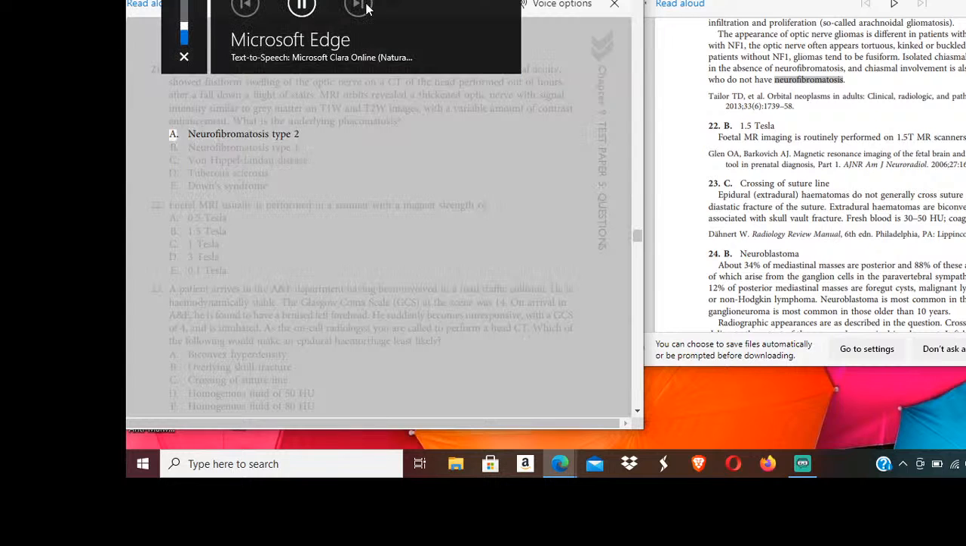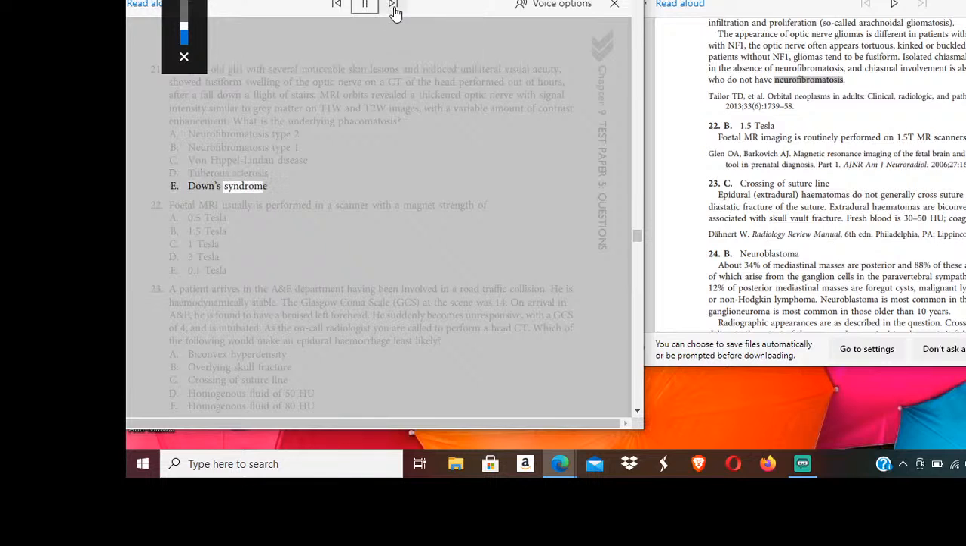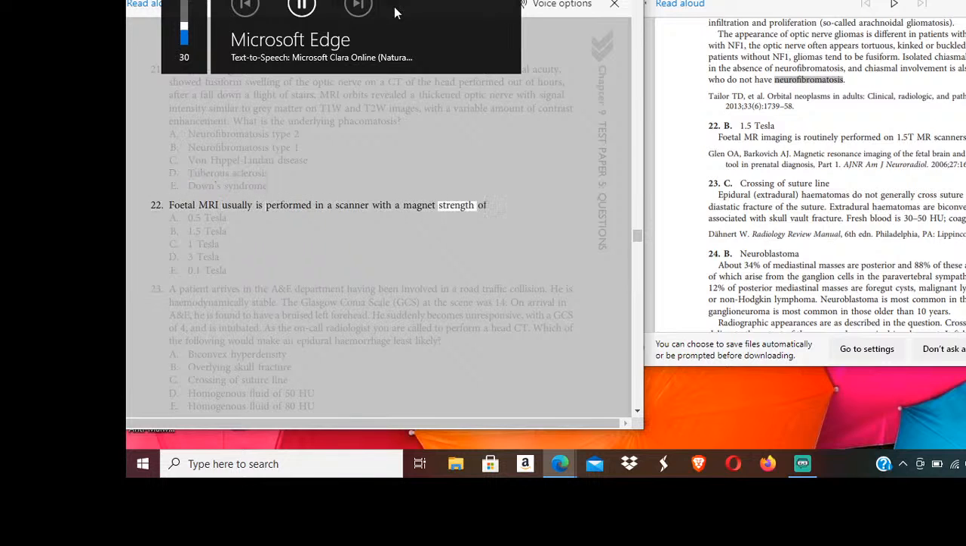A. Neurofibromatosis type 2. B. Neurofibromatosis type 1. C. von Hippel-Lindau disease. D. Tuberous sclerosis. E. Down syndrome. 22. Fetal MRI usually is performed in a scanner with a magnet strength of A, 0.5 Tesla, B, 1.5 Tesla, C, 1 Tesla, D, 3 Tesla, E, 0.1 Tesla.